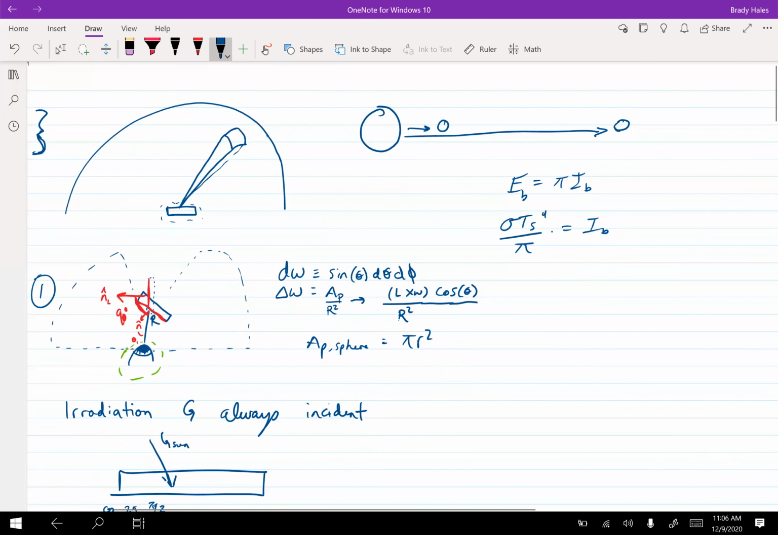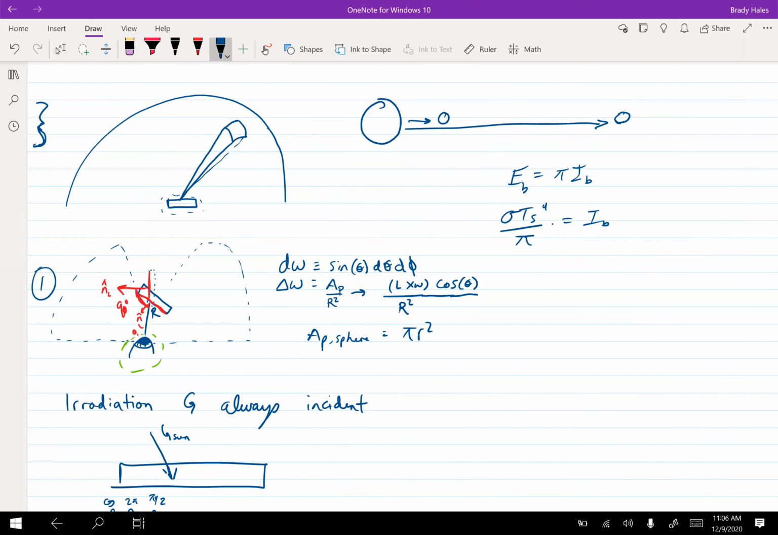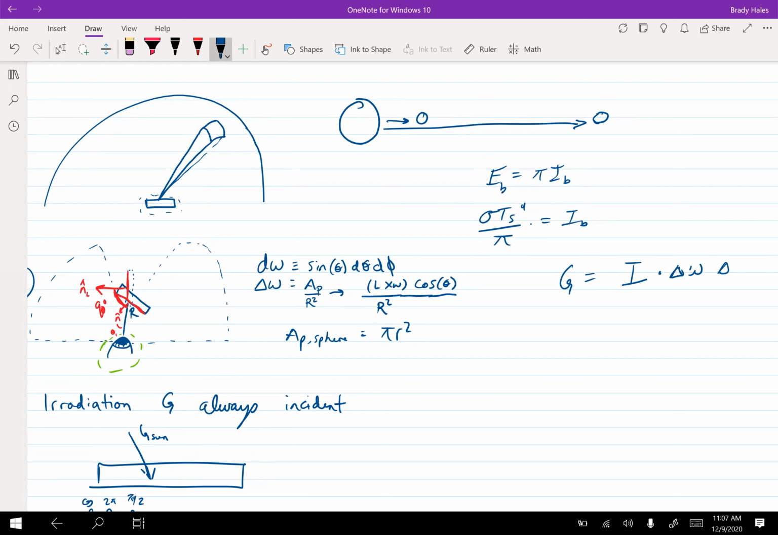But if you remember a couple of the example problems, your G term essentially is going to have an I times delta omega, right? And what's delta omega? It's projected, let me write that down here. I_sun, and then you have projected area of the sun divided by distance squared. Projected area of the sun doesn't change. It's a circle, a disk, right? Pi r squared. I_s doesn't change, but r squared changes dramatically between Mercury and Pluto.